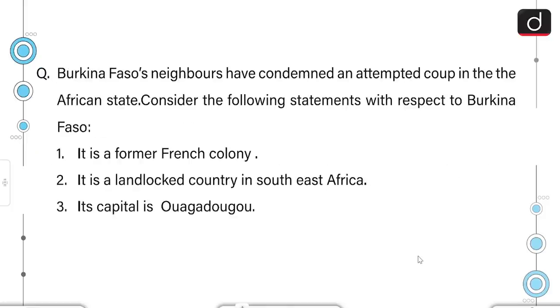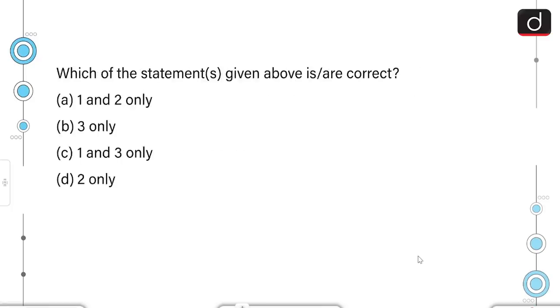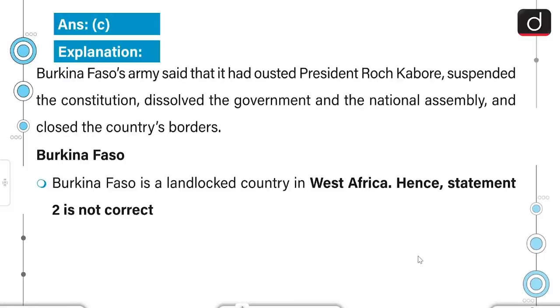Burkina Faso's neighbors have condemned an attempted coup in the African state. Consider the following statements with respect to Burkina Faso. It is the former French colony. It is a landlocked country in Southeast Africa. Its capital is Ouagadougou. So we have to select the correct statement. First and third are correct. Second is not correct. Let's know why. Option C is the correct answer.